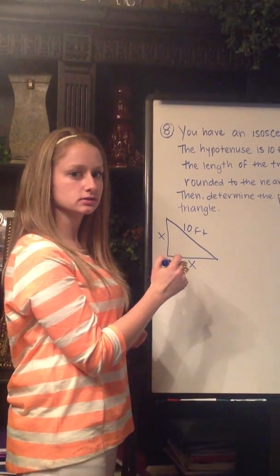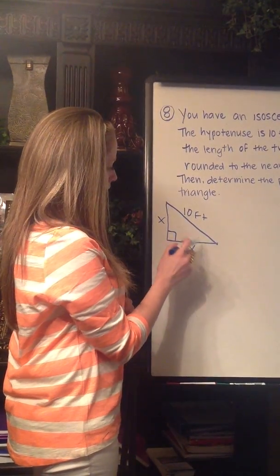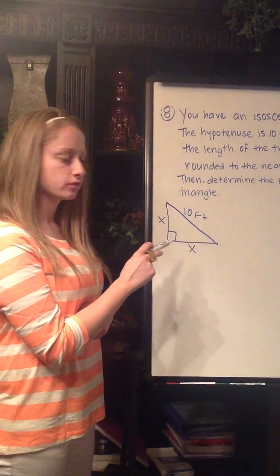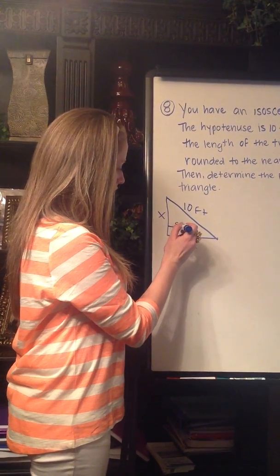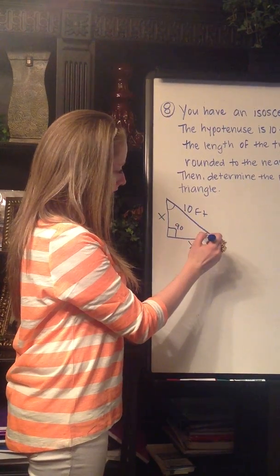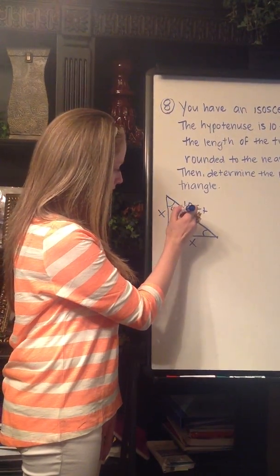And this is an isosceles right triangle, which means we have a 90-degree angle. And we know that in a triangle, all three angles add up to equal 180 degrees. So when we have one 90-degree angle, we know that each of the two opposite side angles are 45 degrees.